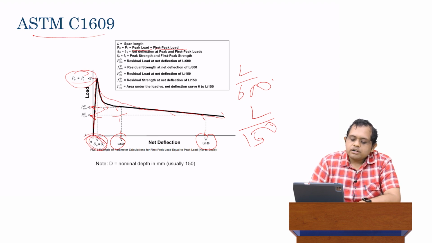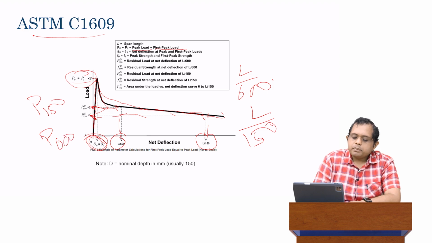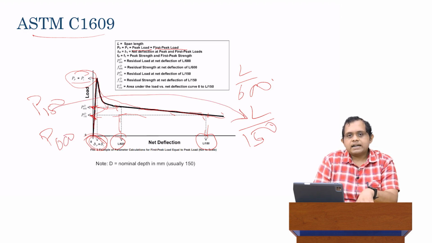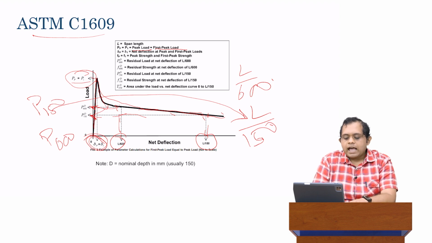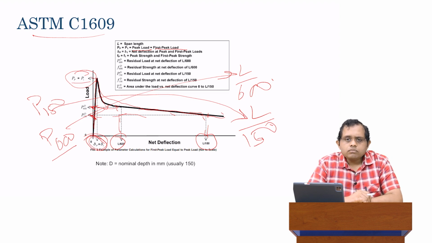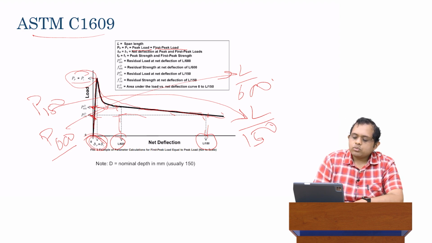So we look at L over 600 and L over 150, we draw these two vertical lines, intersect the curve, and then we see what are the corresponding loads. Those corresponding loads we define with the symbols P150 and P600, where P150 corresponds to the load at a deflection of L over 150 and P600 corresponds to the load at a deflection of L over 600. So we first experimentally derive this curve, we conduct the experiment, we get this curve, and then using this at L over 600 and L over 150, we find P600 and P150 respectively.